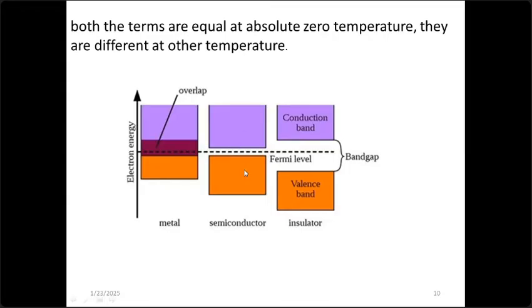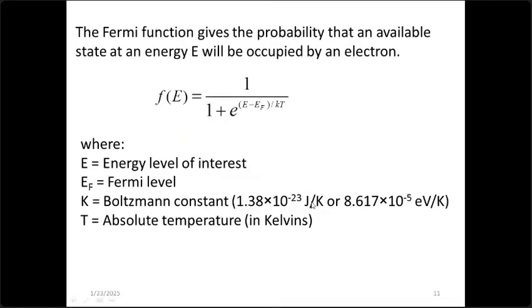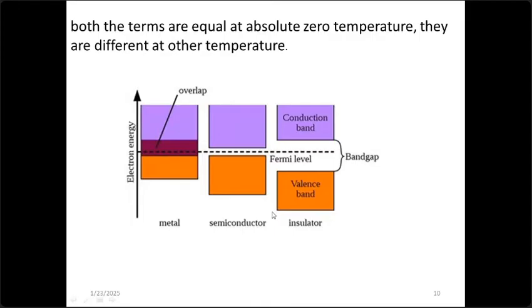Okay. So this is the way we indicate the Fermi level in different materials. For a metal, we know metals are good conductors of electricity. So there is an overlap between the conduction band and the valence band. And the Fermi level is somewhere in between that overlap.